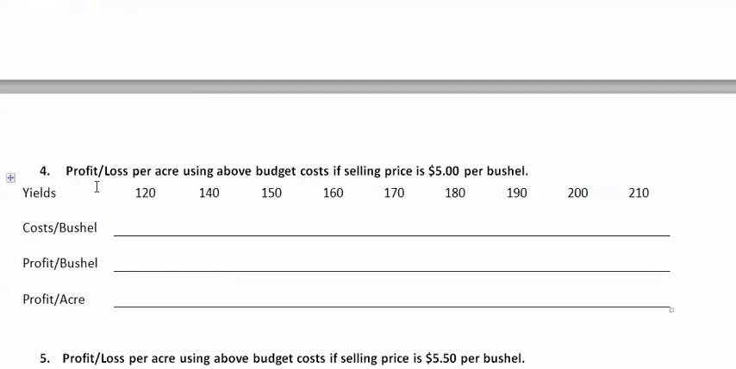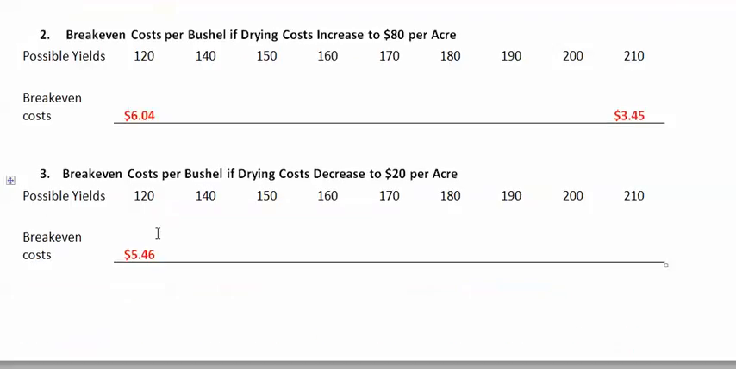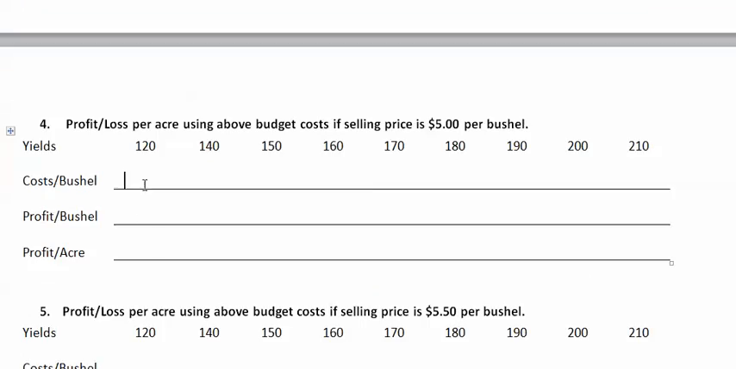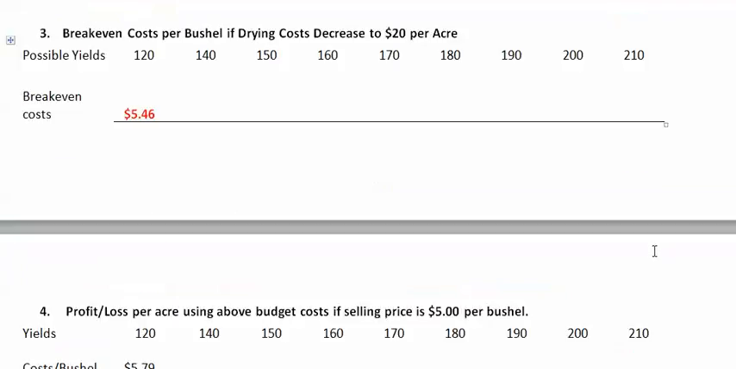Now what I want you to do is figure out the profit or loss per acre using the above budgeting cost if the selling price is $5 a bushel. So what we need to do now is take our cost per bushel from problem 1, $5.79 and $3.31. Of course, you're going to figure it out for every one of these. But $5.79 was our cost of production at 120 bushels per acre. Our cost of production at 210 bushels per acre was $3.31.